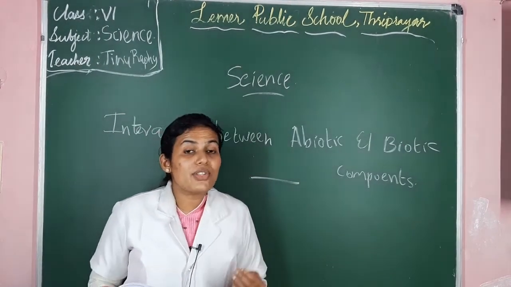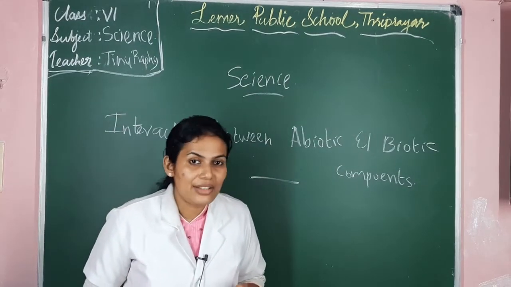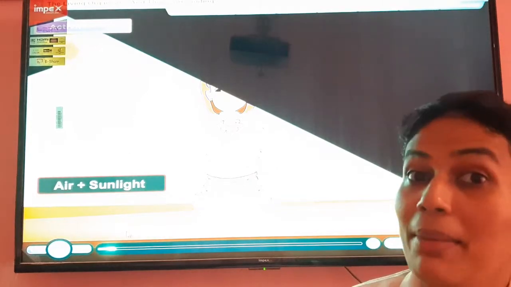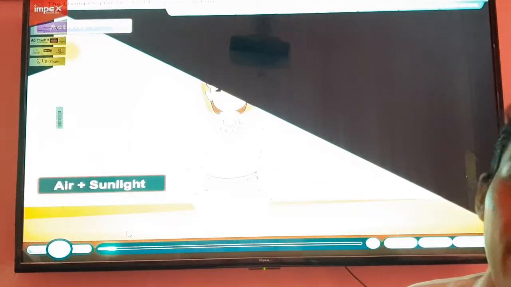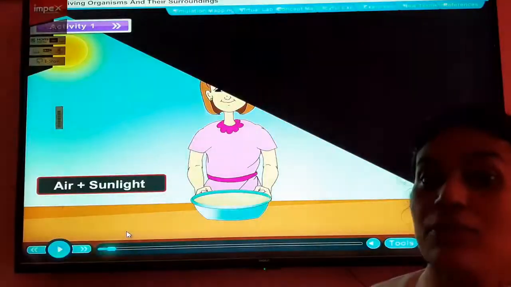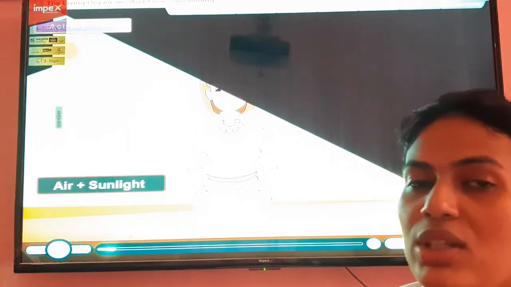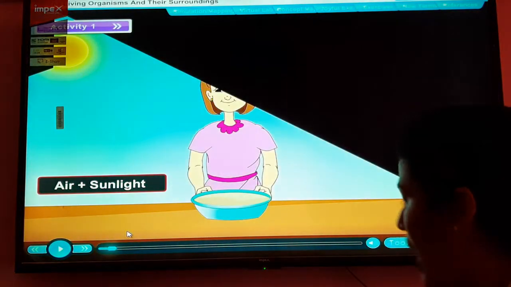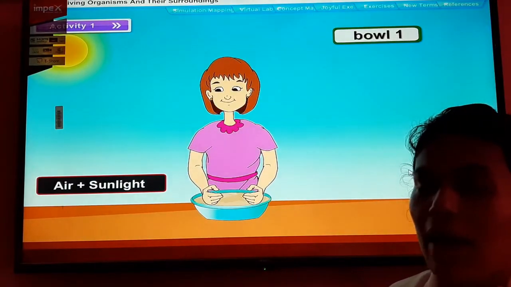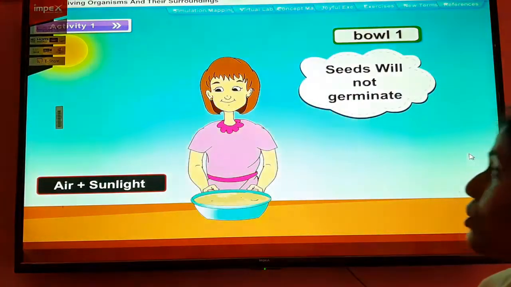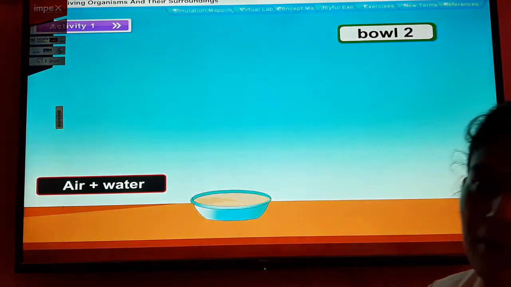So teacher will demonstrate the activity. Let's go through the activity. This activity is to prove that abiotic factors, the non-living factors, like light, air, sunlight, etc. influence the germination of the seeds. Okay, so let's do this activity. First, we are taking a bowl with dry soil and we are inserting the seeds on that. So what happens? The seeds will not germinate, isn't it?